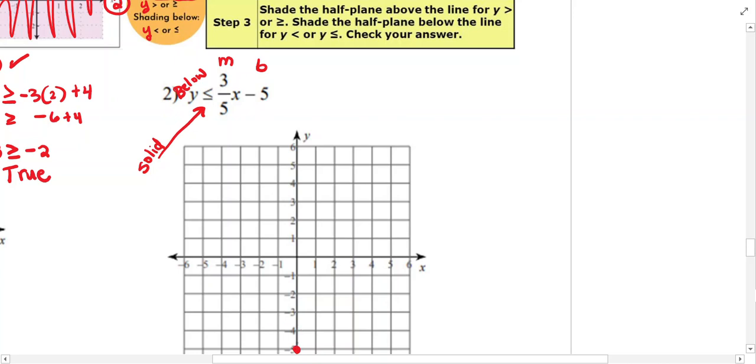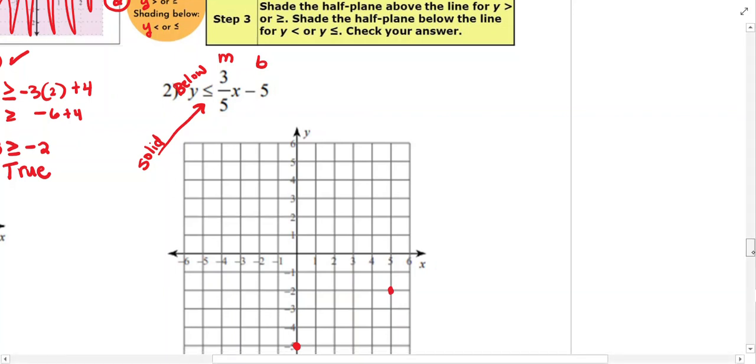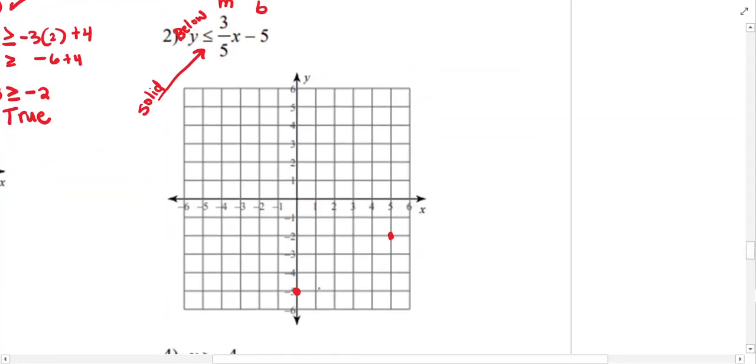And the slope is 3/5, so rise 3. 1, 2, 3, run 5. 1, 2, 3, 4, 5. Okie dokie. Let me lower this a little bit. Oops, a little bit, I said. Oh, it's terrible not having a ruler. Oh, I did pretty good. Look at that. We said it was a solid line, so I drew a solid line, and we're shading below.